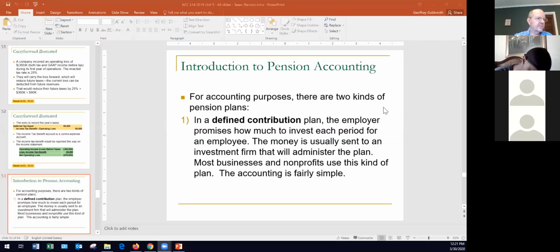Okay, for accounting purposes, there are two kinds of pension plans. And those of you that are in government accounting, we talked about that. First kind is a defined contribution plan. And in a defined contribution plan, the employer promises how much money to invest each period for an employee.